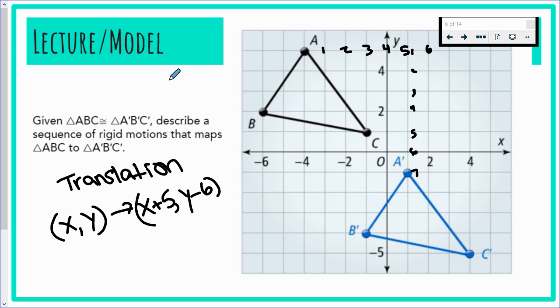And since it was a translation, these two figures are congruent. Side AB is the same length as side A prime B prime. Side AC is the same as side A prime C prime. Angle A is the same as angle A prime. They are congruent.